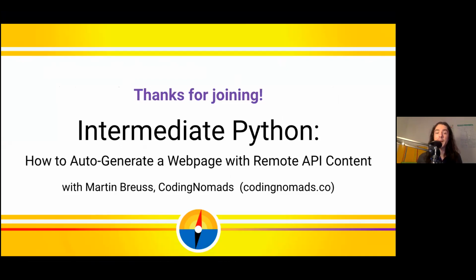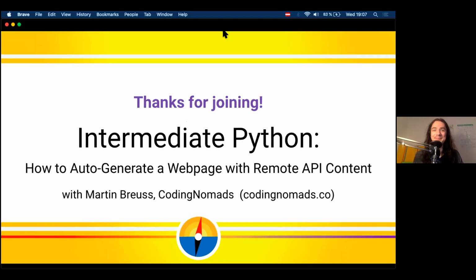This was Intermediate Python, how to auto-generate a web page using remote API content. And tomorrow, if you join at the same time, I'm going to talk about using Python as an object-oriented programming language, which we already did in these past two days. But now we're going to dive a little deeper into what objects are and how you can create your own objects. And we're going to do that by making a tiny Pokemon game. So I hope you like that, and see you tomorrow.